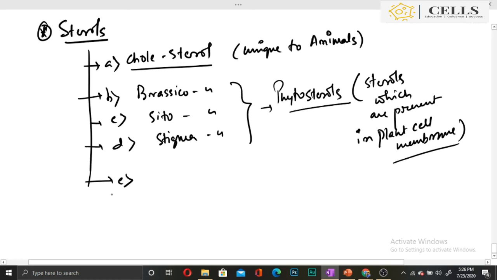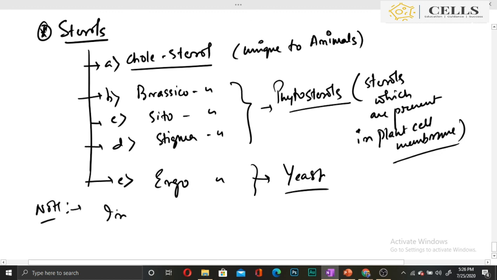Another important sterol is ergosterol. This question has come in BHU PET. Ergosterol is present in yeast. Important point, note: in prokaryotes, sterols are actually absent. But sterol-like molecules can be present.